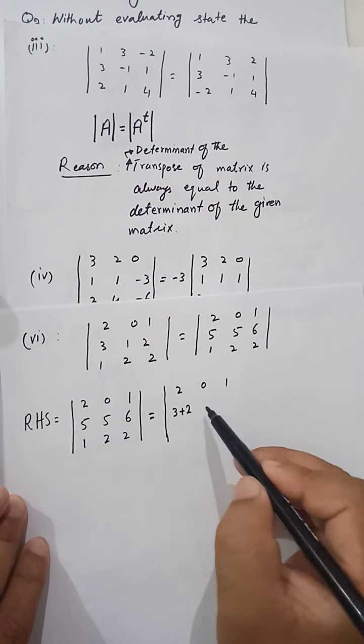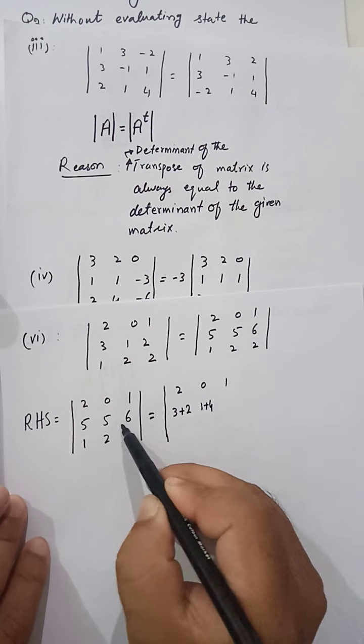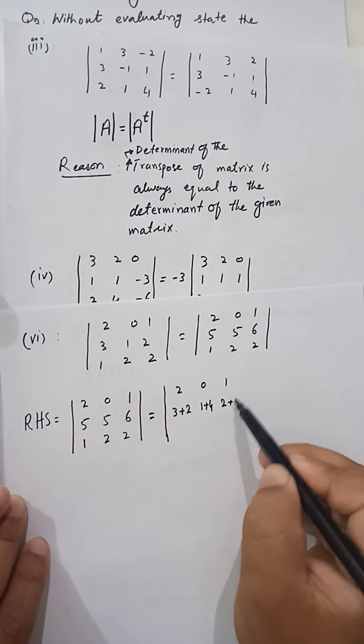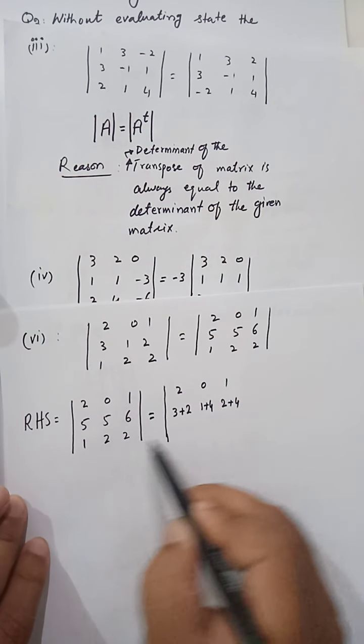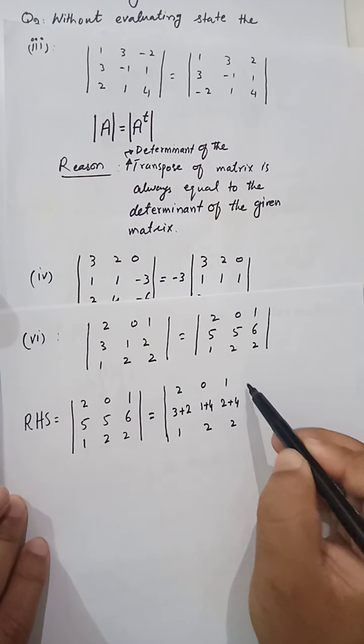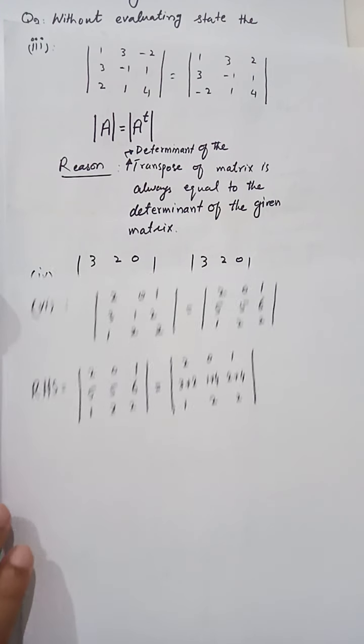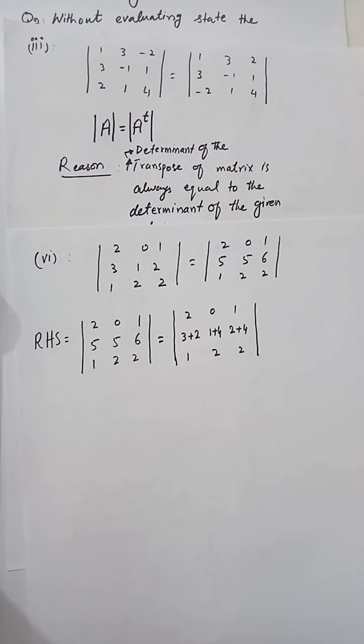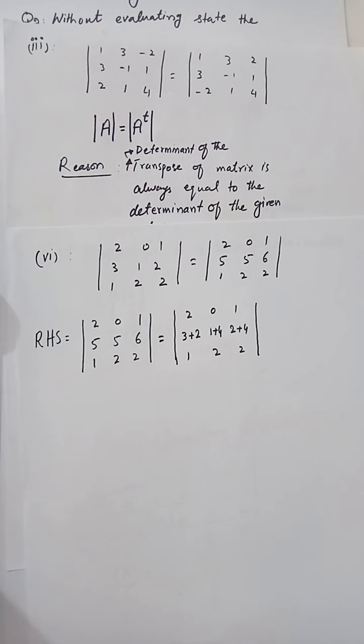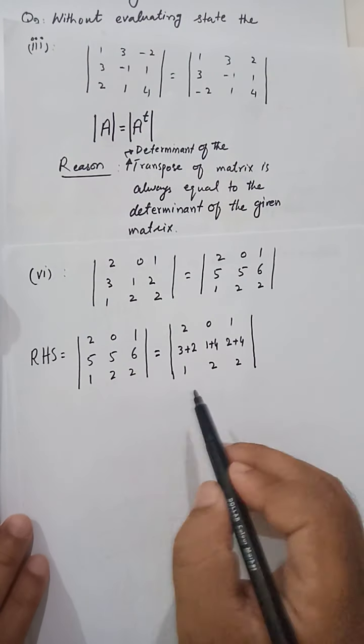This 5 can be written as 1 plus 4. This 6 can be written as 2 plus 4. And the third row will be as it is. So remember, we know a property: if some or all elements of a row or a column of a determinant are expressed as the sum of two or more terms, then the determinant can be expressed as the sum of two or more determinants. We know a property.